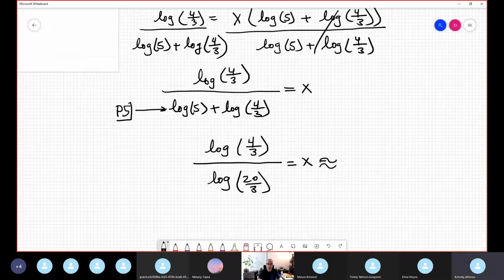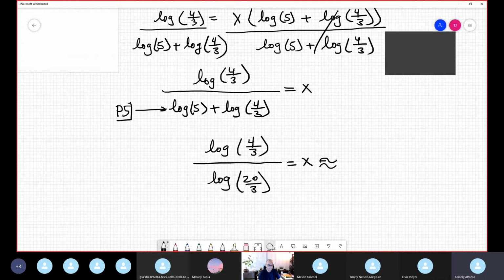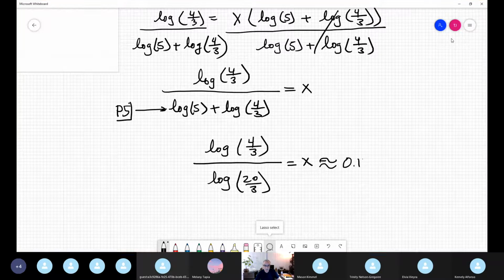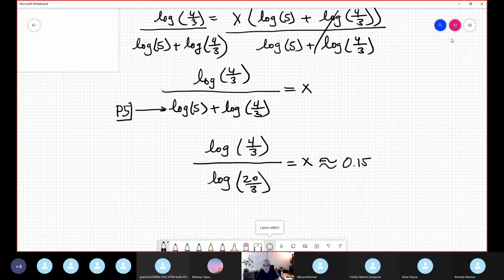Is it 0.1516? You're right. You're right, miss. She said 0.1516 because the next digit is 4 and you truncate that. Final. Beautiful.